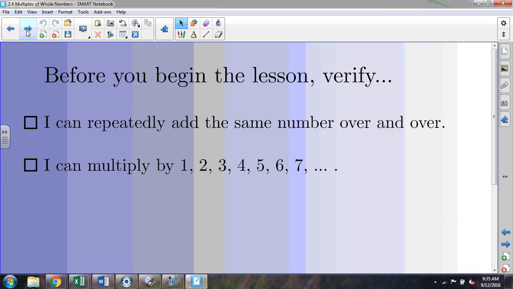Now, before we start working on these things, we have two different techniques we can use. You can repeatedly add over and over and over, so is that a skill that you have? Or can you multiply by 1, 2, 3, 4, 5, 6, 7? Either way, those two things are designed so that we can create the row on a multiplication chart, even if it's a number that's big enough that it's not on a multiplication chart.